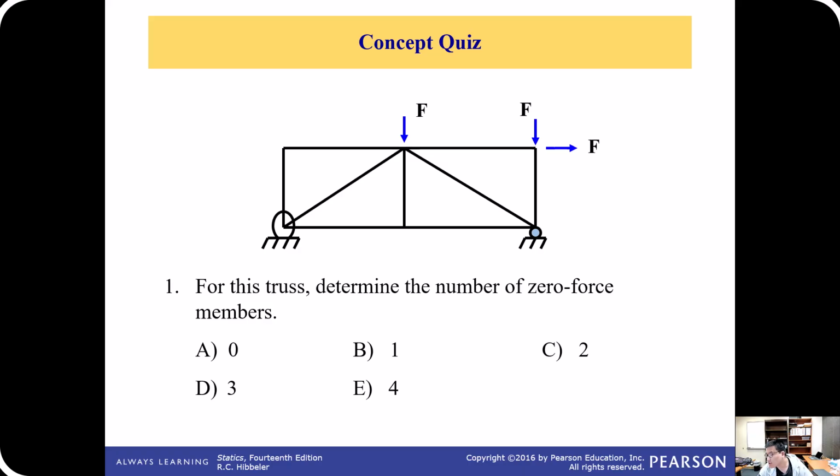So let's see the example here. How many zero force members? First, at this point, it's a two-member joint. They are not collinear, and there is no external force, which means those two members are both zero force members. And for this joint, it's three members, two of them are collinear, and this member should be 0.